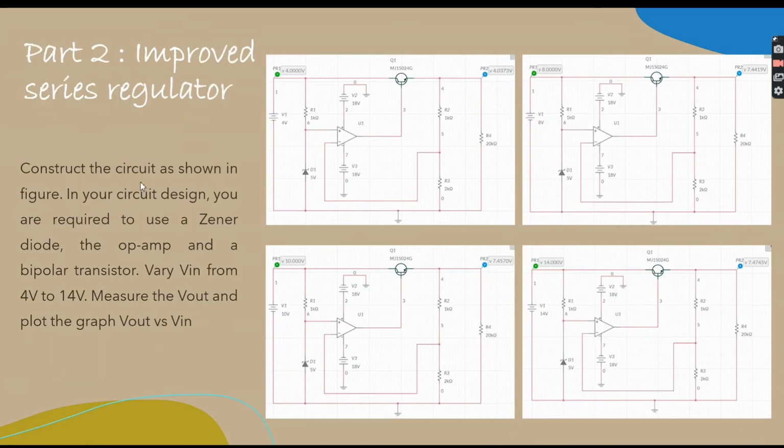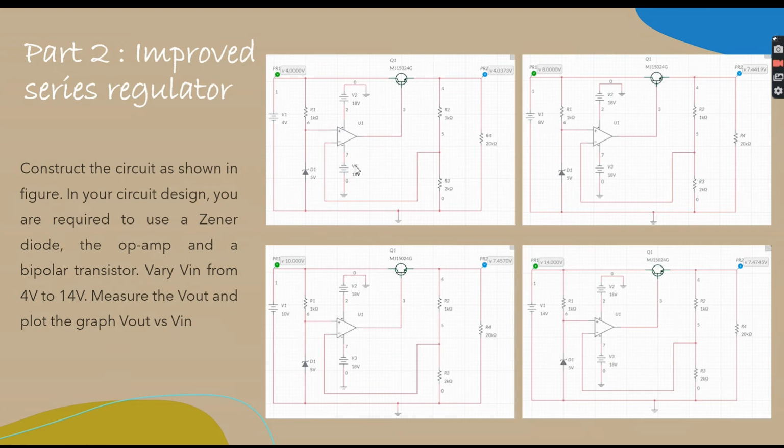So for part 2, the improved series regulator. Construct the circuit as shown in the figure. In your circuit design, you are required to use a Zener diode, an op-amp, and a bipolar transistor. Vary Vin from 4 volts to 14 volts. Measure the Vout and plot the graph Vout versus Vin.